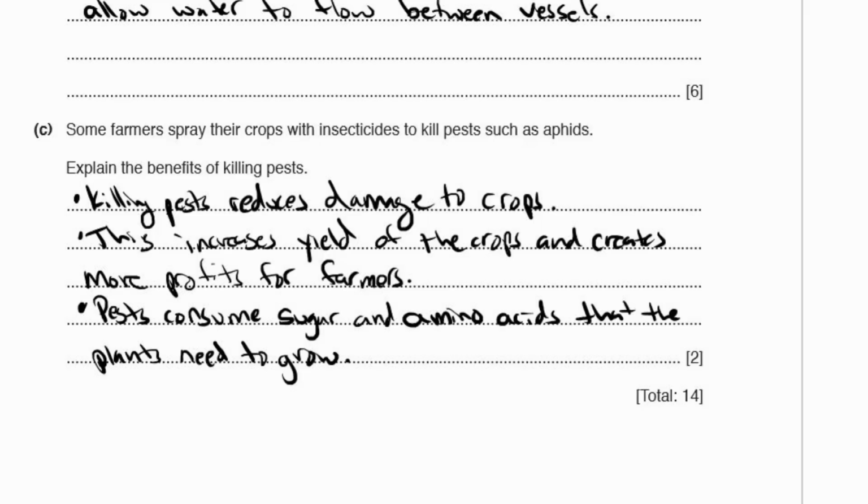So the plants obviously have to produce more sugars and amino acids than they would if they didn't have the pests. And another thing that pests do, which can be very devastating to crops, is that they transmit diseases. Just like a mosquito can transmit some diseases like malaria to humans, aphids and other pests can transmit things like viruses to plants.